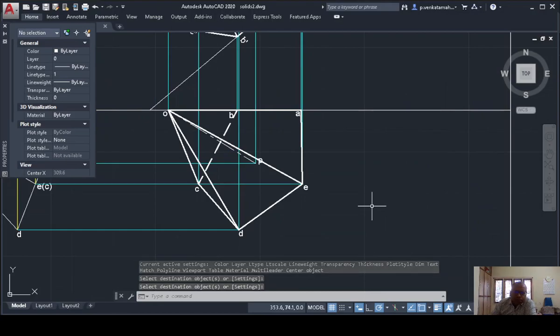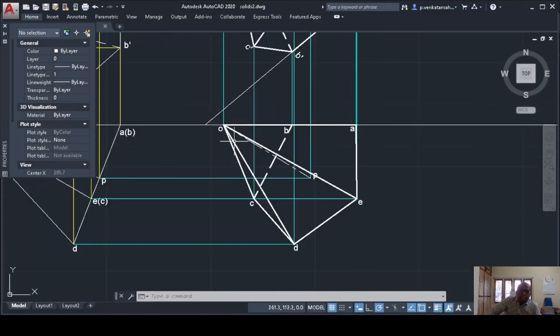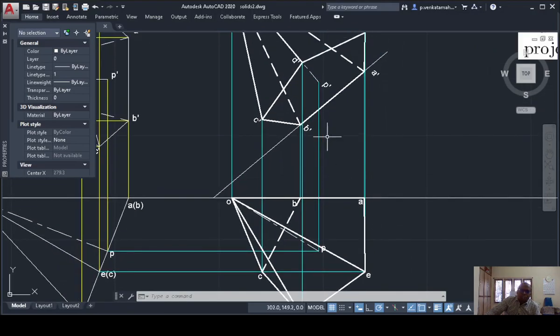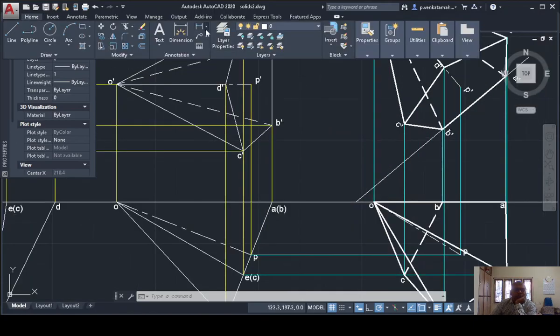So A, B, C, D, E are joined. O, A, C is joined. O, E, D is joined. O, A, E is also joined, and O, B, E is given, so joined. So here the triangular face OAB is on VP, and edge AB is making an angle of 40 degrees. So what is the angle that is given?